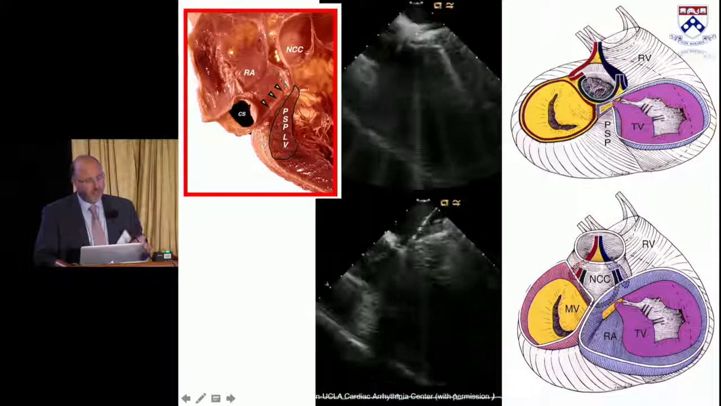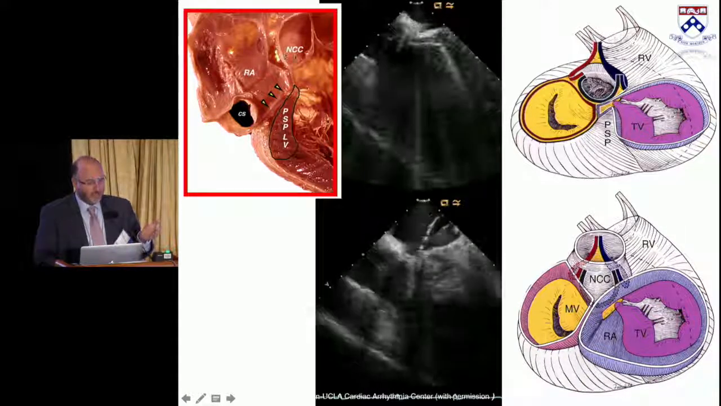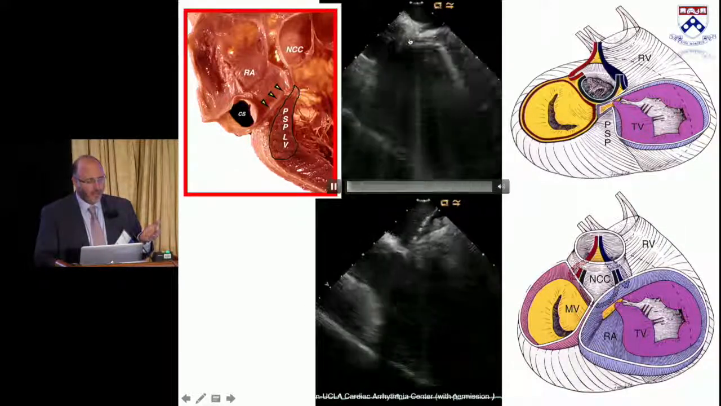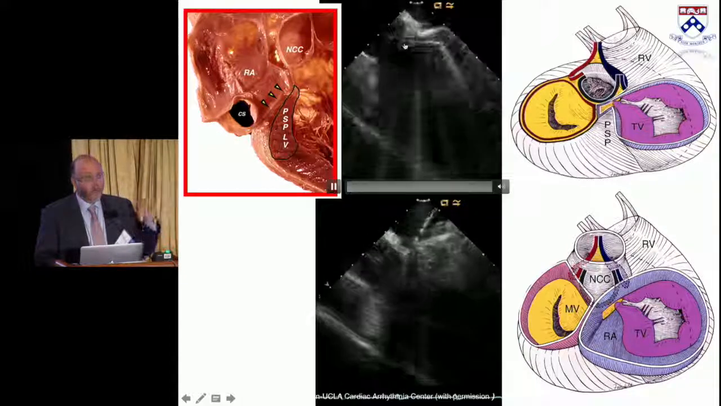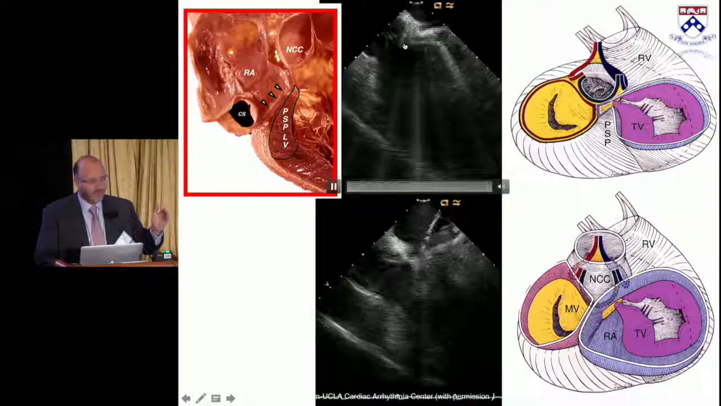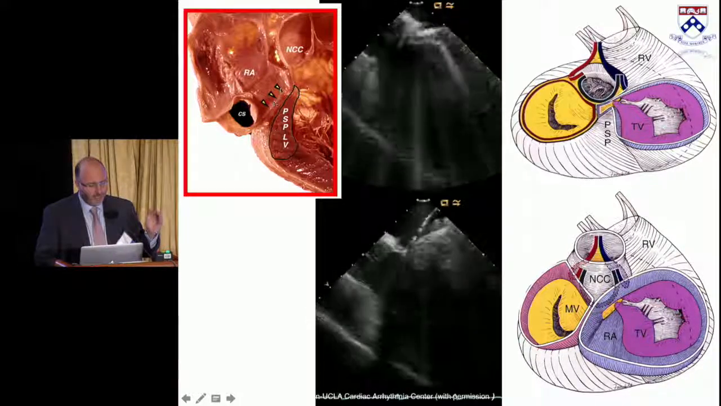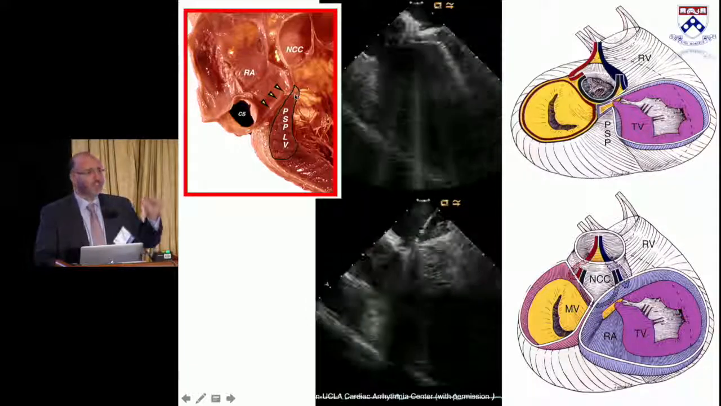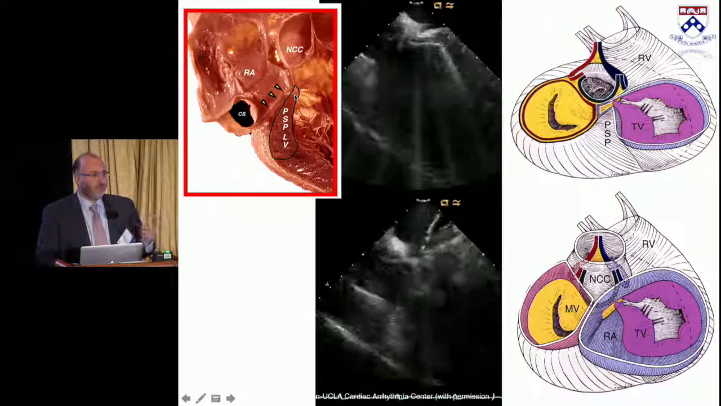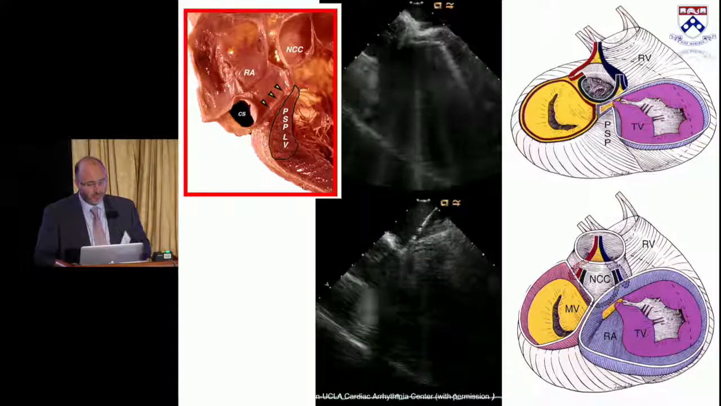This is an anatomical cut. This is the non-coronary cusp. This is the CS. We're not in the CS. We're right outside of the CS, in this atrial tissue that covers this most posterior aspect of the ventricular septum.